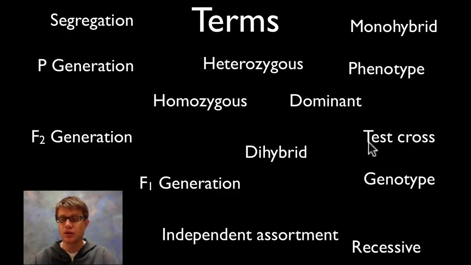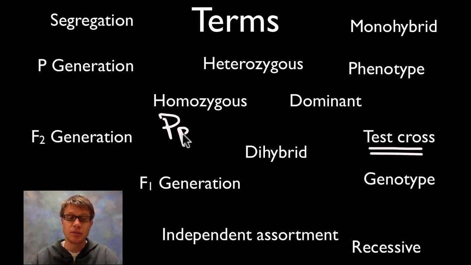Here's another one that was somewhat confusing. That's a test cross. Basically, if we have something that is big P, or big P, let's say this is a purple flower and this is a purple flower. In other words, I know the phenotypes of the two. How do I figure out what the genotypes are?